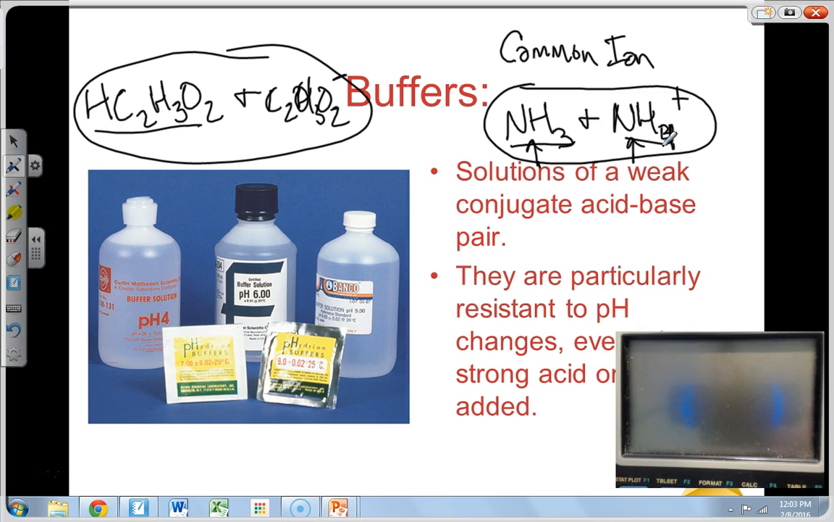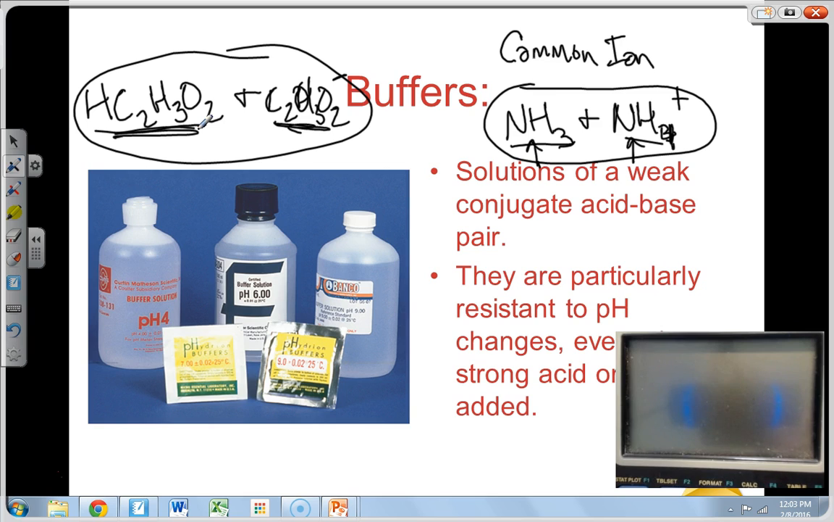The beauty of a buffer is that it will resist pH changes as you add acids or bases to it. And this is because there is this ratio of weak to conjugate there. Hopefully I'll get into some of the chemistry behind it. But buffers are very resistant to pH change, and that's important.